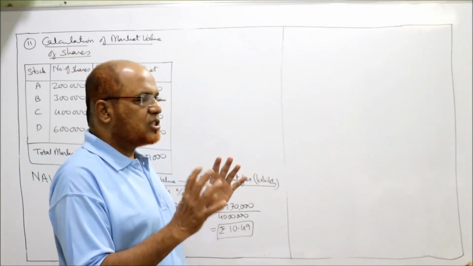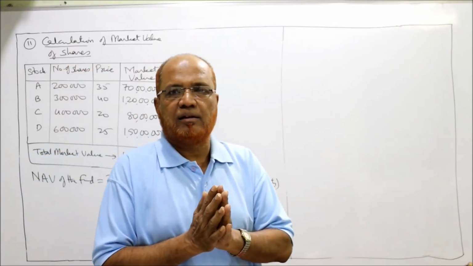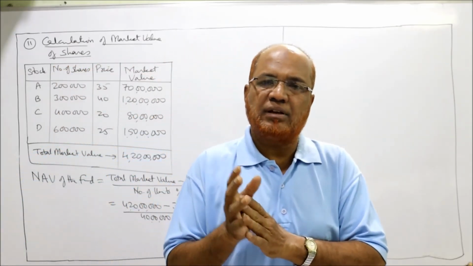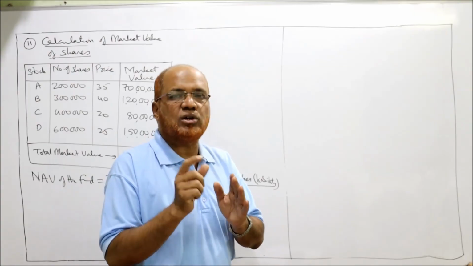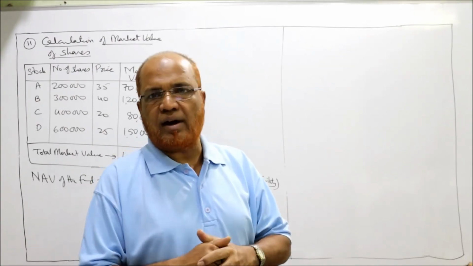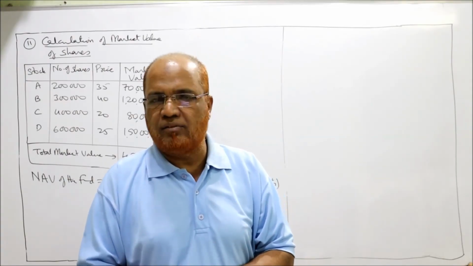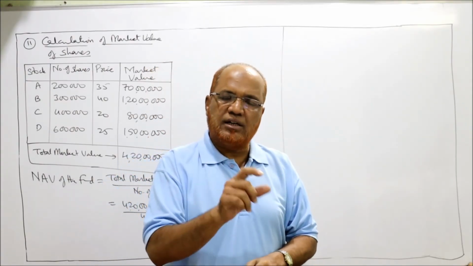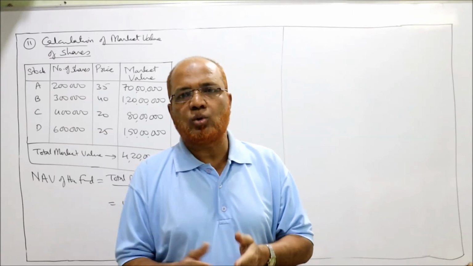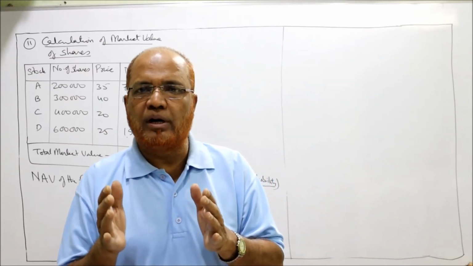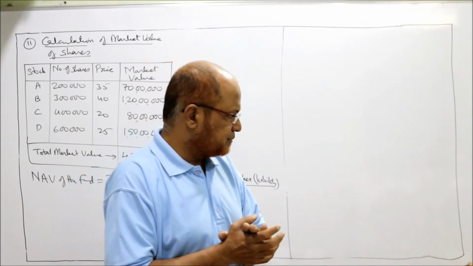So by doing this problem, the concept is clear that NAV is nothing but the value of 1 unit of the fund. So how to calculate the value of 1 unit of the fund? Take the total market value of all the securities, investments. From that, deduct the liabilities and divide it by the total number of shares or total number of units of the fund. That's it.